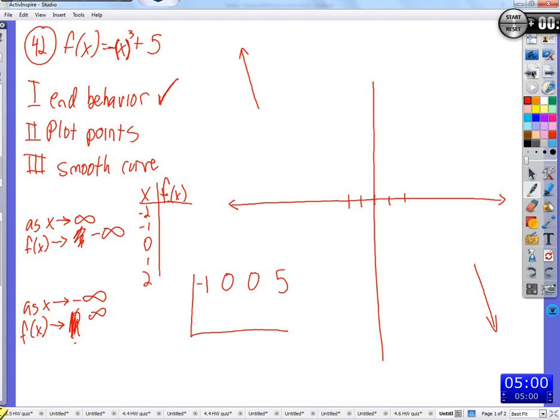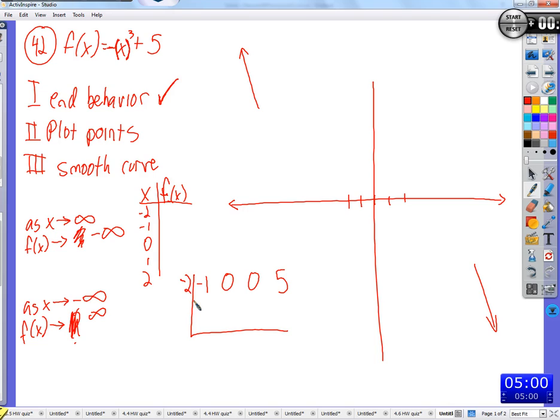In this example, we have negative x cubed plus 0x squared plus 0x plus 5. So we have those two zeros in there. With a function like this, you don't have to use synthetic substitution. It's such a simple function. You just have to cube a number, make it a negative, and then add 5. But I just wanted to make sure we went over this.